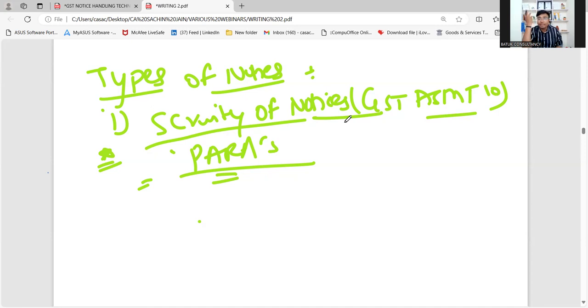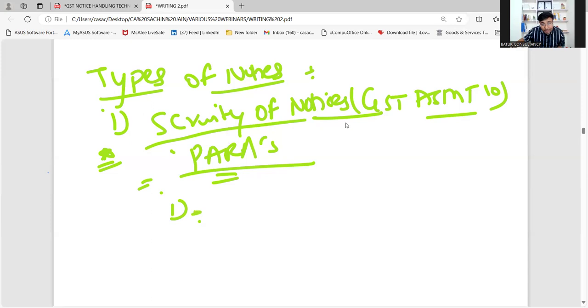Now, what do you mean by this para? Para means the issue. Suppose first para, the departmental authority has raised the demand on account of difference between GSTR 3B and GSTR 2B. Second issue, demand on account of difference between GSTR 3B and GSTR 1. Third, demand on account of applicability of RCM on certain expenditure. So there are a total of 3 paras or 3 issues. Your issues will be termed as your paras in the language of law. Okay, Chirag ji, is that okay?